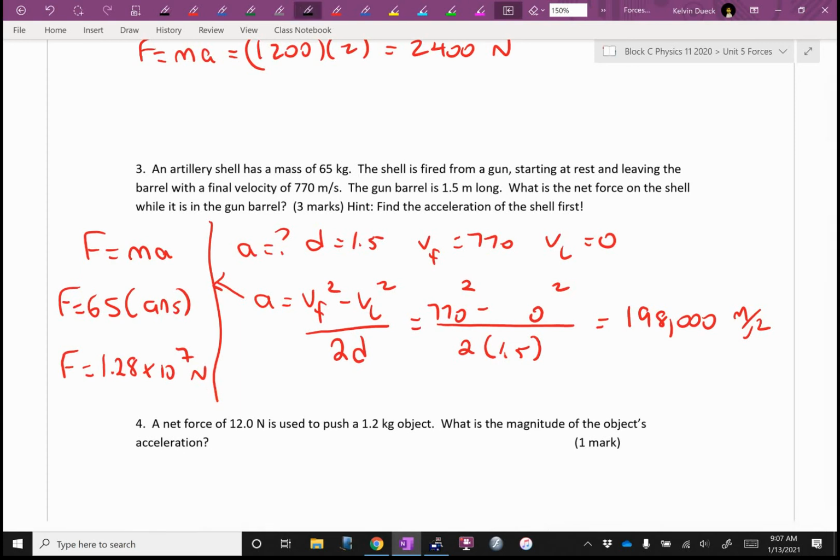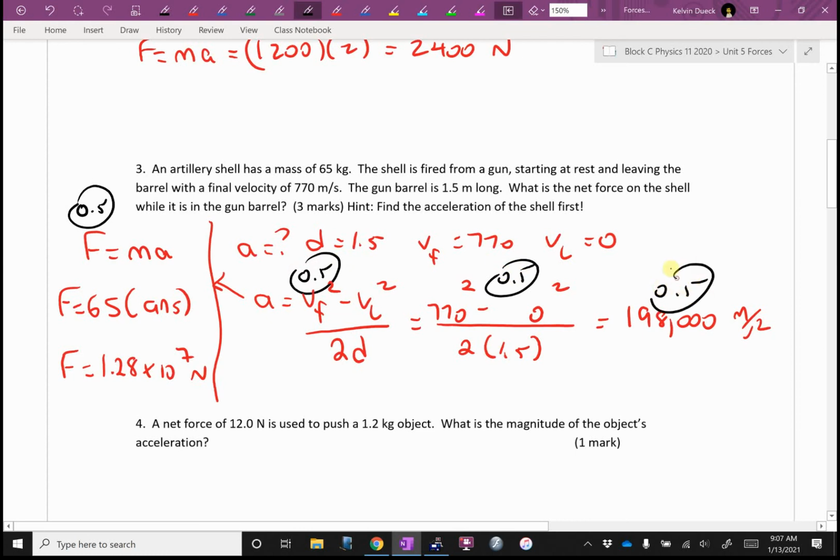Otherwise, I would probably do something like this. I would give you a half mark if I saw F equals ma. I would give you probably a half mark if I saw that you had realized to find a. Half mark for that. Half mark for finding a. And then a half mark for going 65 times your answer. So if you got the wrong acceleration, but you went the wrong acceleration times 65, I would give you 1.5 out of 3. I'd give you at least half marks.